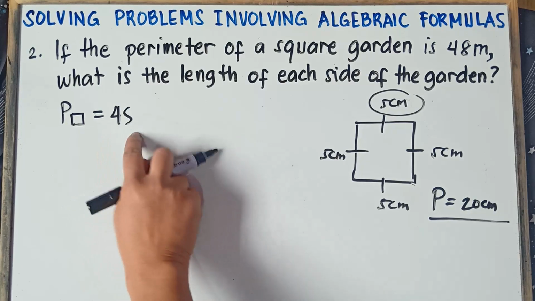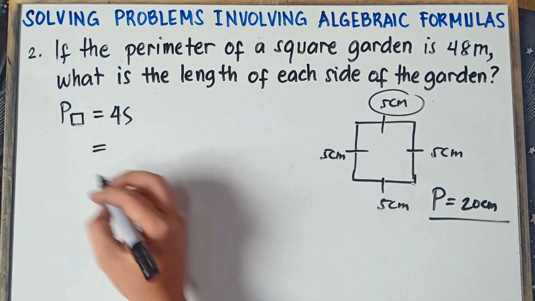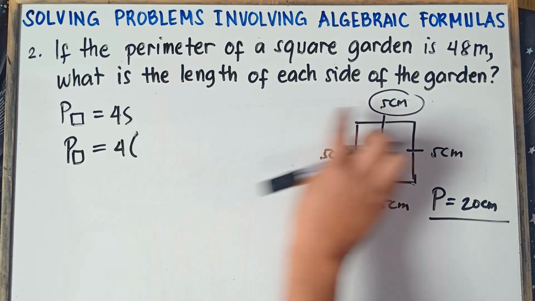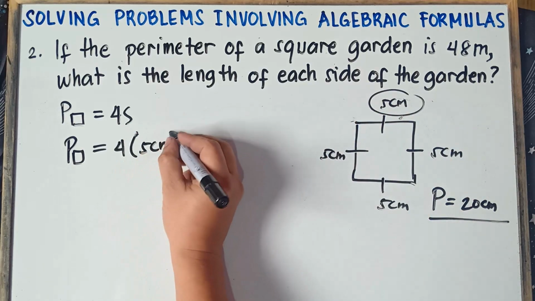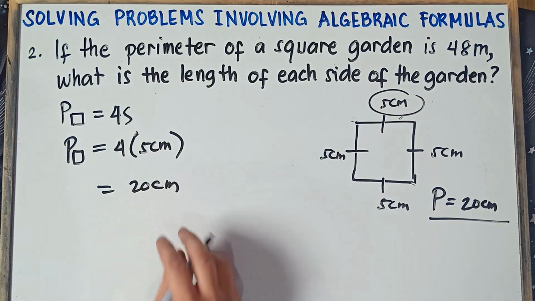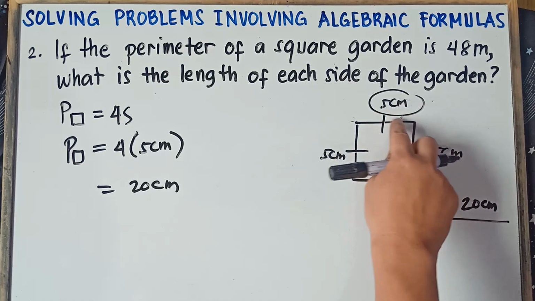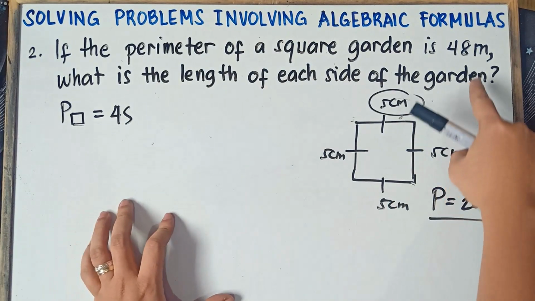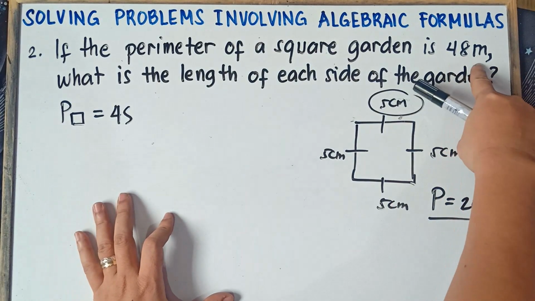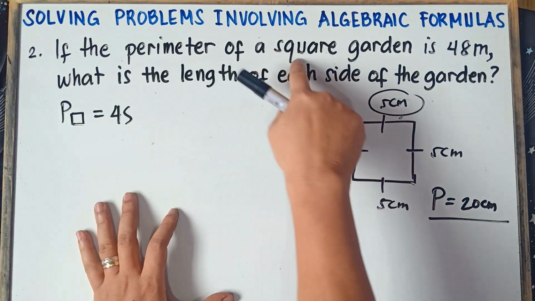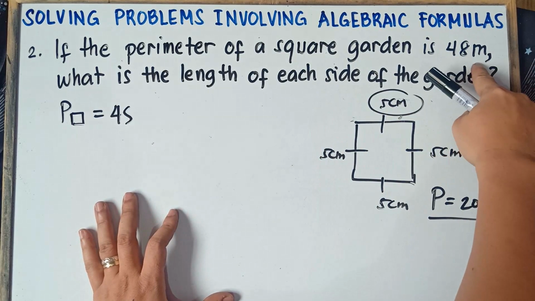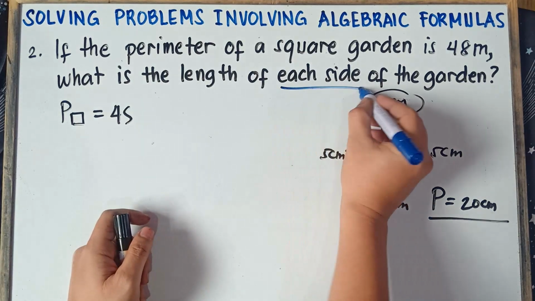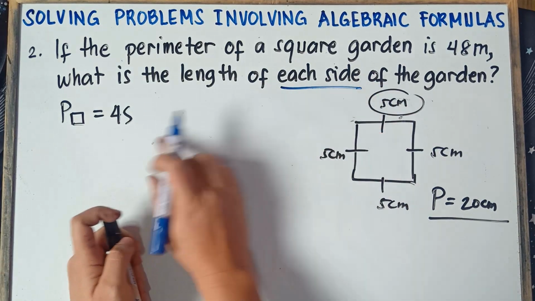That's why the formula is 4s. If we solve this one, finding the perimeter, just as an example, class, the perimeter of this square is 4 times the side, which is 5 centimeters, so 4 times 5 centimeters, of course, you will get 20 centimeters, if the given side is 5 centimeters. But for number 2, class, you are told to find the side and you are given the perimeter, that would be 48 meters. Once again, if the perimeter of a square garden is 48 meters, therefore you are given the perimeter and you're told to find each side. You're told to find s.